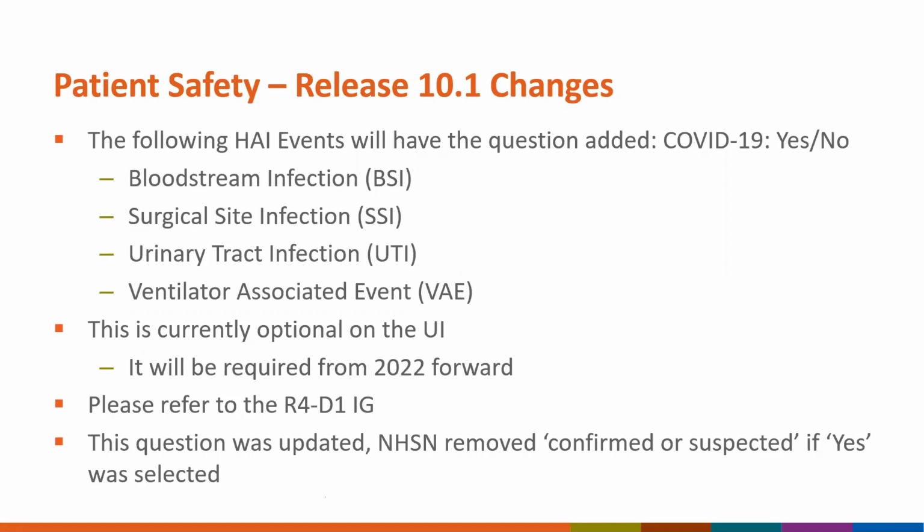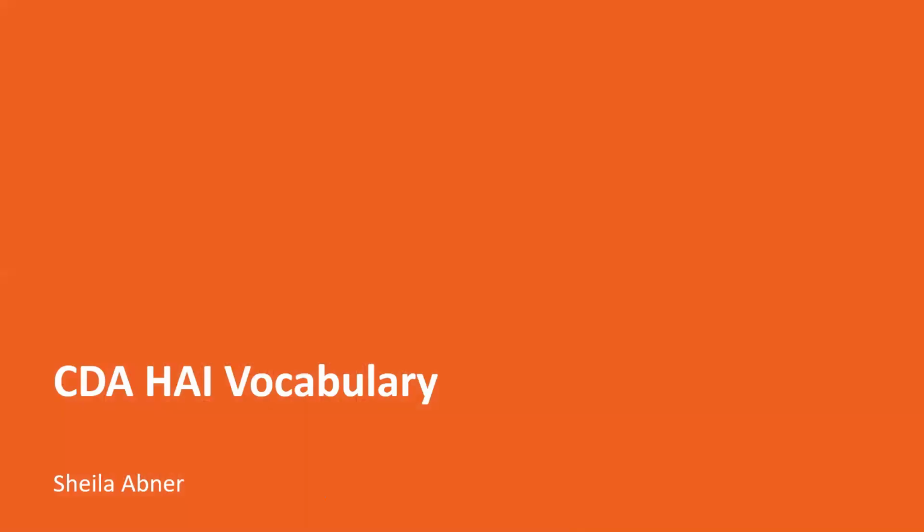This field is available on the user interface at this time and is optional, but will be required from January 1st, 2022. The CDAs which include this question will be updated to using the R4D1 implementation guide. This publication for the IG should be completed soon, and we will post it to our 10.1 toolkit on the website. The toolkit is not available at this time, but we do plan on adding it soon. All right, and I think with that, I will turn it over to Sheila Abner with updates regarding vocabulary.